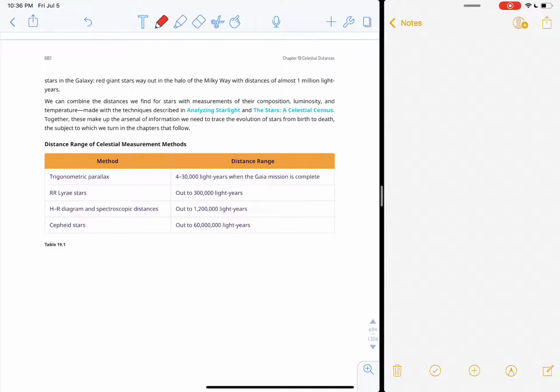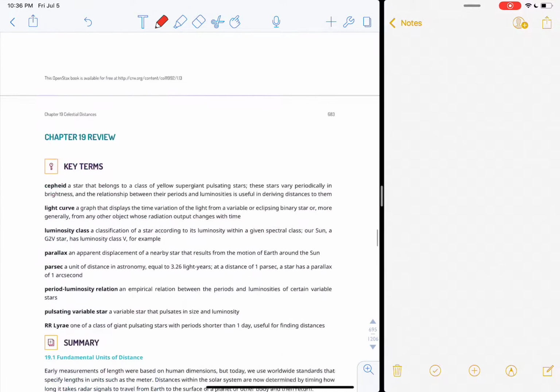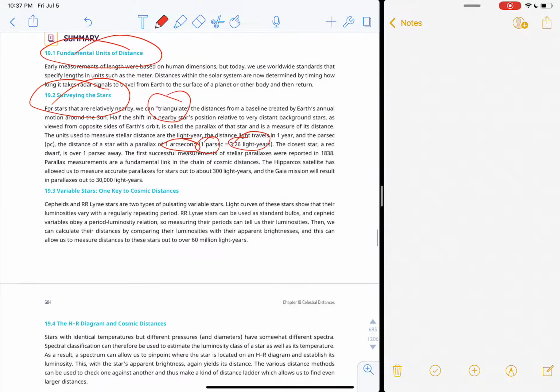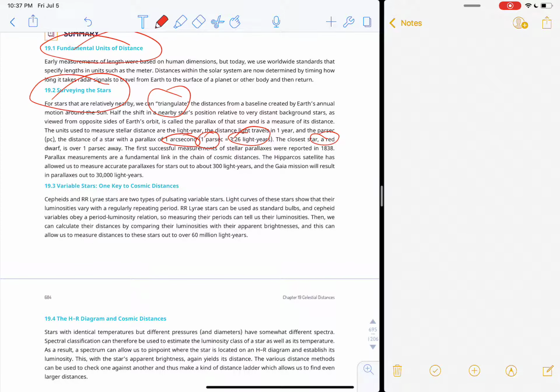If we want to go further than that, we have to use some other standard candles that we'll talk about next time. Okay, so in summary, there are fundamental units of distance. For example, the meter is defined in terms of fundamental constants of nature. We use something called parallax to measure the distances to stars, another word for which is triangulation. And the new definition for a distance is the parsec. One parsec is about 3 light years, and that corresponds to something that would have a parallax angle of 1 arc second. The closest star, Proxima Centauri, is over 1 parsec away because it's 4-some light years.